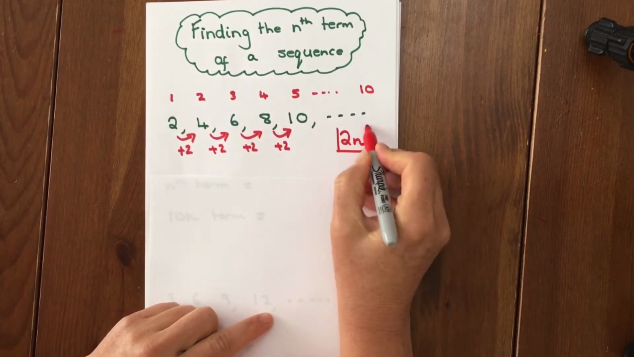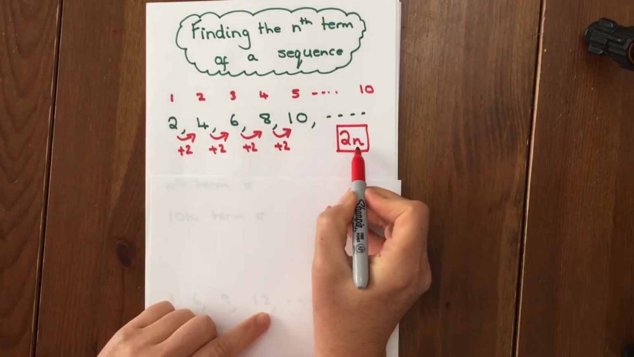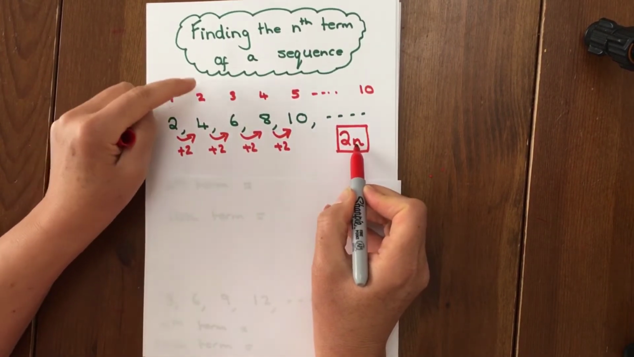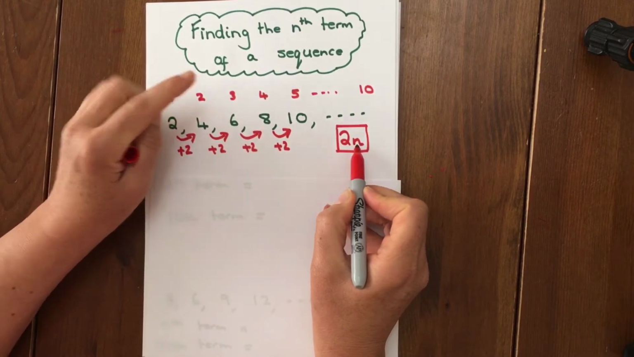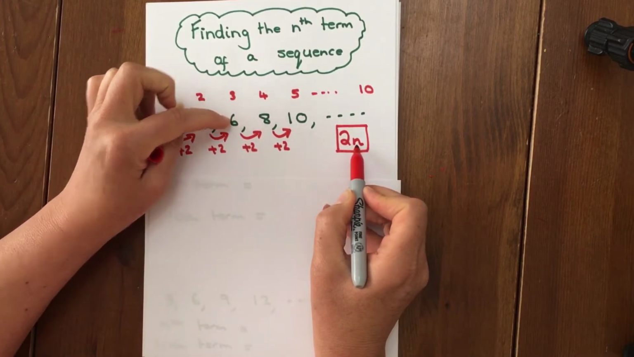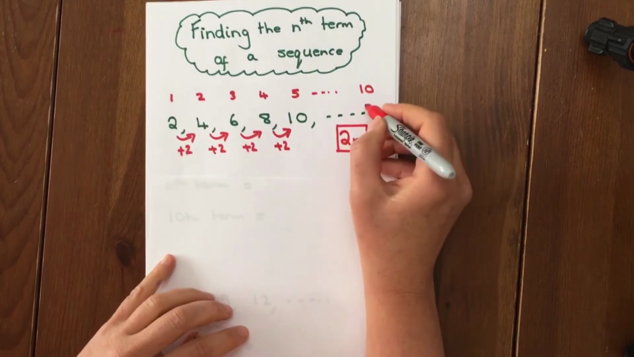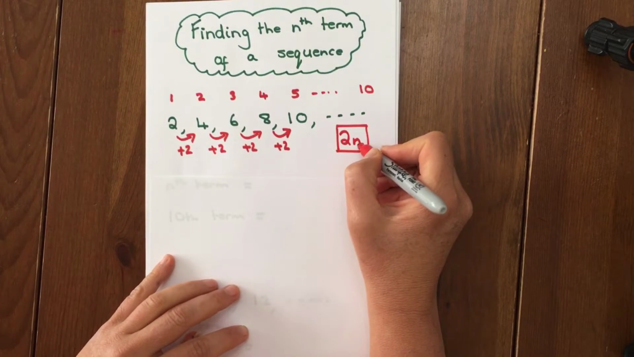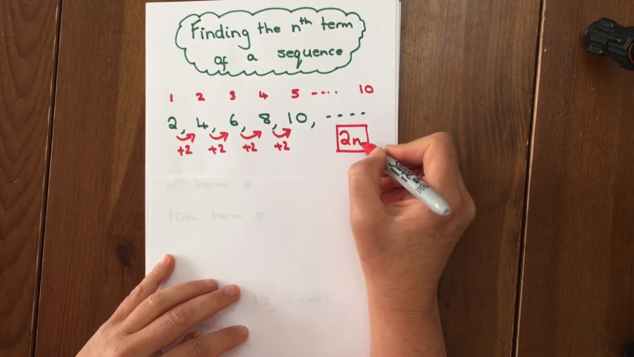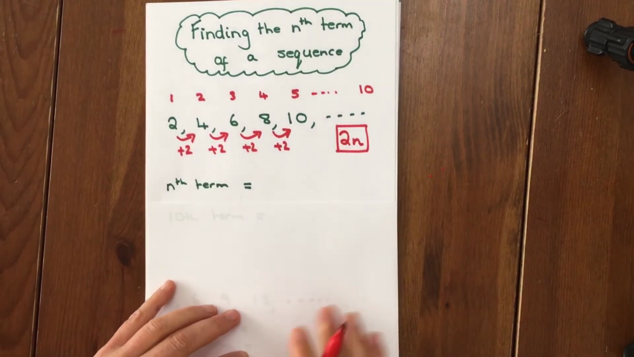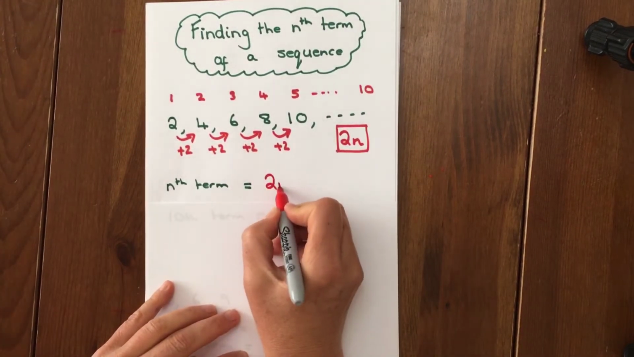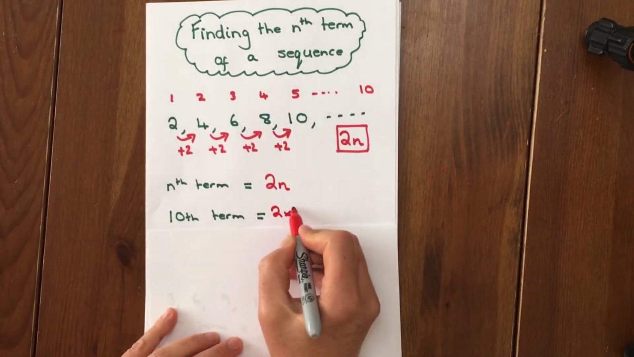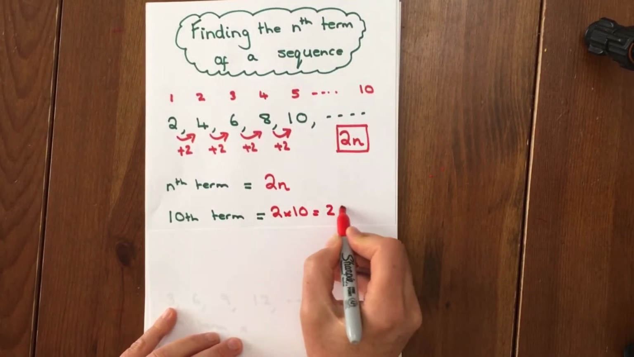And what I mean by that: if I put n equals 1 in, I get 2 times 1 is 2. n is 2, 2 times 2 is 4. n is 3, 2 times 3 is 6, etc. So to get my 10th term, I put n is 10 into here and I do 2 times 10. So just to recap, the nth term is 2n and the 10th term will be 2 times 10, which is 20.